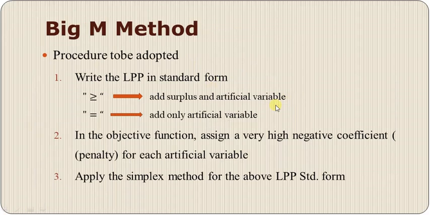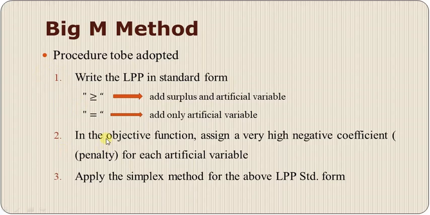Then what is the procedure we have to adopt for the Big M method? First of all, we have to write the LPP in standard form. It means when we have the symbol greater than or equal to, at that time we have to add a surplus and an artificial variable, like we added in the last slide. Suppose we don't have a greater than or equal to sign, but we have the equal to sign, then also we have to add only an artificial variable. At that time there is no need to add a surplus variable. That is the first step you have to follow.